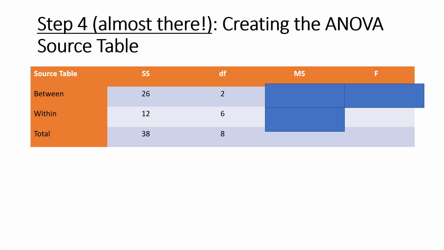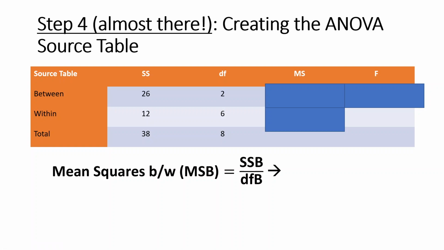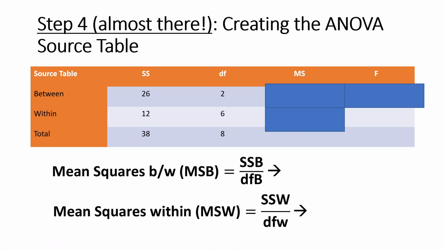Now we can create the ANOVA source table. We have most of these values here. We had the sum of squares between, we had the sum of squares within already calculated. We already know what the degrees of freedom between are and what the degrees of freedom within are. And then make sure to get these totals down here for sum of squares and for degrees of freedom, literally by just adding the between value and the within values.